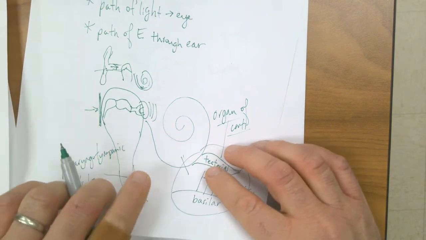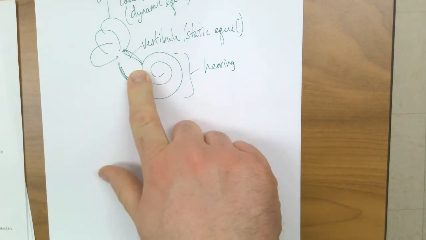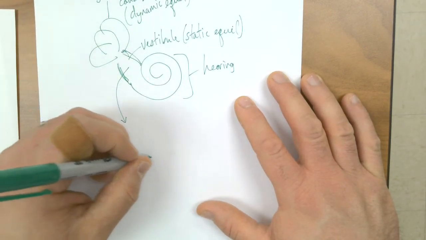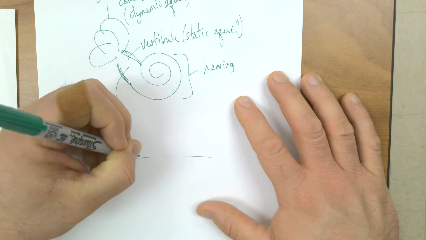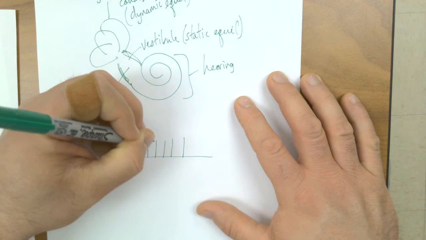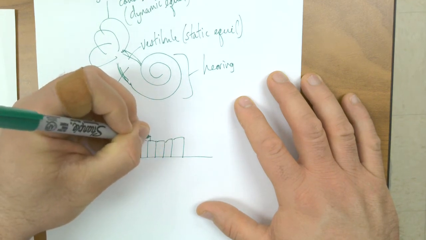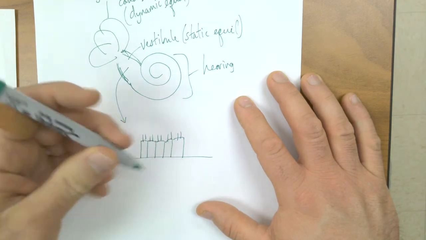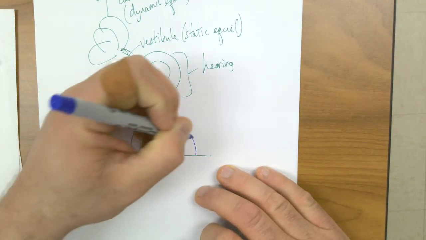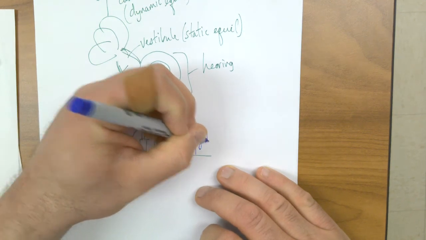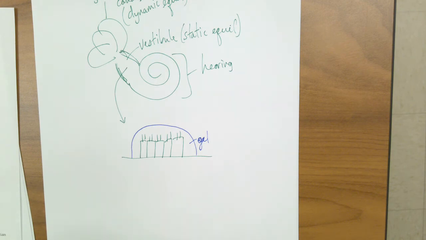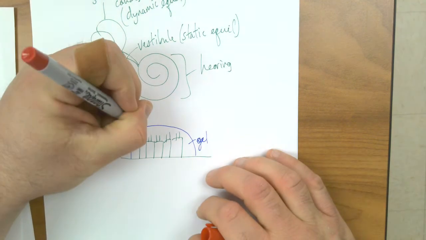All right, let's talk about the vestibule here. If we think about the vestibule, what we have is this membrane. We have hair cells. And then the hair cells are covered in a gel. And then that gel is covered in these little crystals, or otoliths.